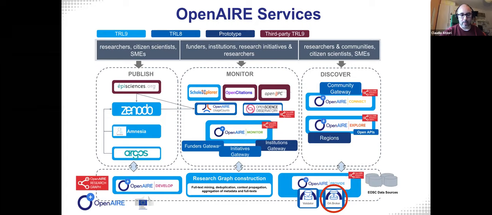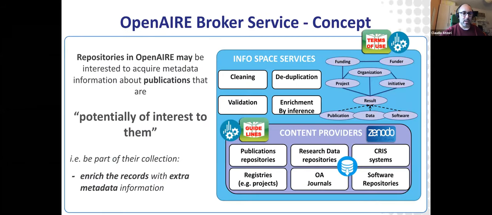So from the next slide on, we are focusing only on the broker service that is part of the OpenAIRE Provide dashboard. The main concept behind the broker is to give back this added value, this uniformity of information and enrichment, to repositories that provided this information in the first place. So the added value built along the OpenAIRE supply chain is going to be given back to the original repositories to enrich their original collections.